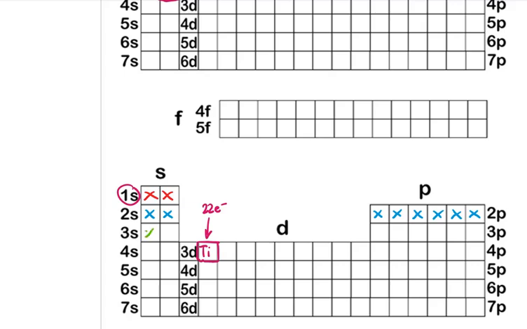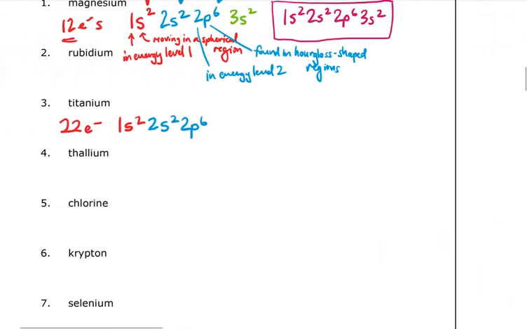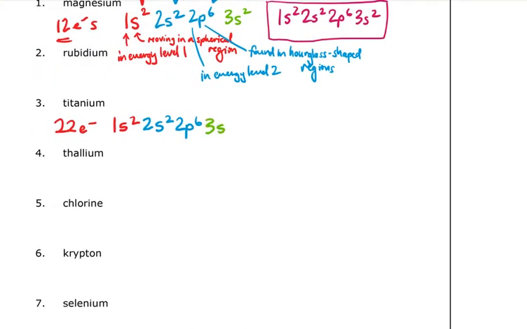After that, we go to 3s, and we put 2 there. And we go to 3p, and we put 6 there. Now we've gone further than we did with magnesium, but we're going to keep going a little bit further. So 3s has 2, and 3p has 6. Let's jot those down so we don't lose track of what we've done here.